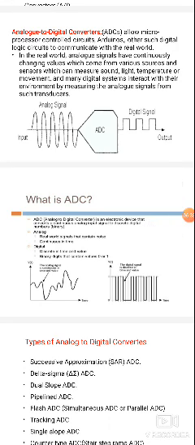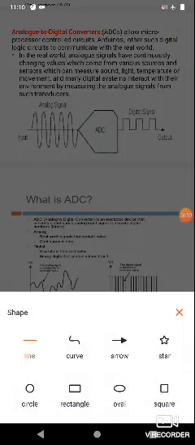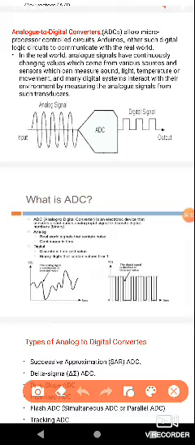So this is the circuit. In this circuit, first, this is the analog input signal. The analog to digital converter input is the analog input. The analog signal is nothing but continuously changing values, so the amplitude of the analog signal will be continuously changing with respect to time. The analog input signal is given to the analog to digital converter electronic circuit.